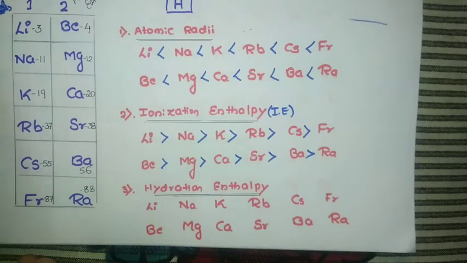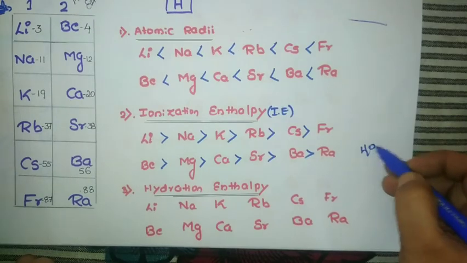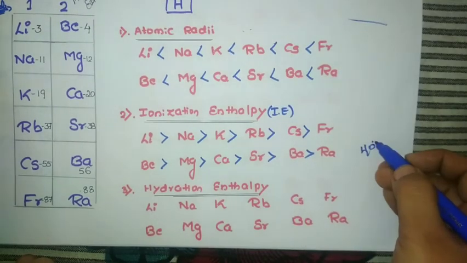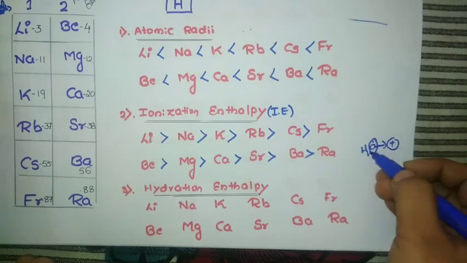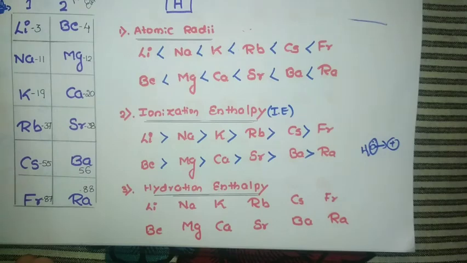The lone pairs of electrons are present on the oxygen of a water molecule. So we have a water molecule with lone pairs of electrons on the oxygen, and this oxygen is attracted to the positive ion. When the new bond is formed, we say the given ion is hydrated, and the amount of energy is released here.